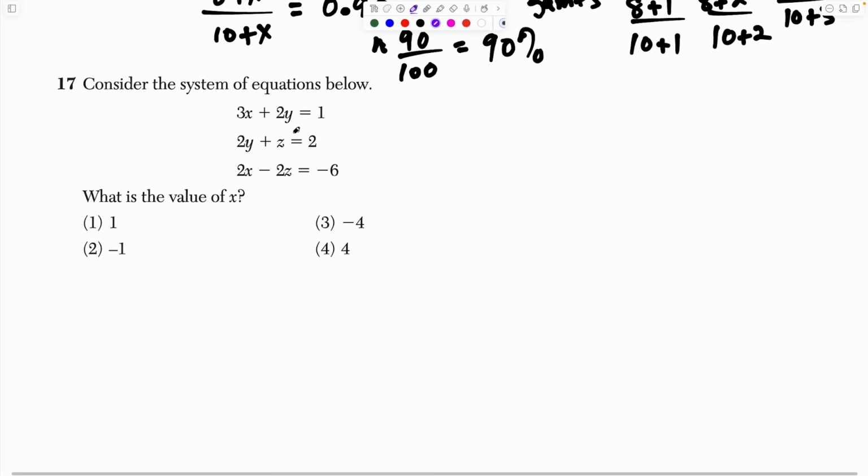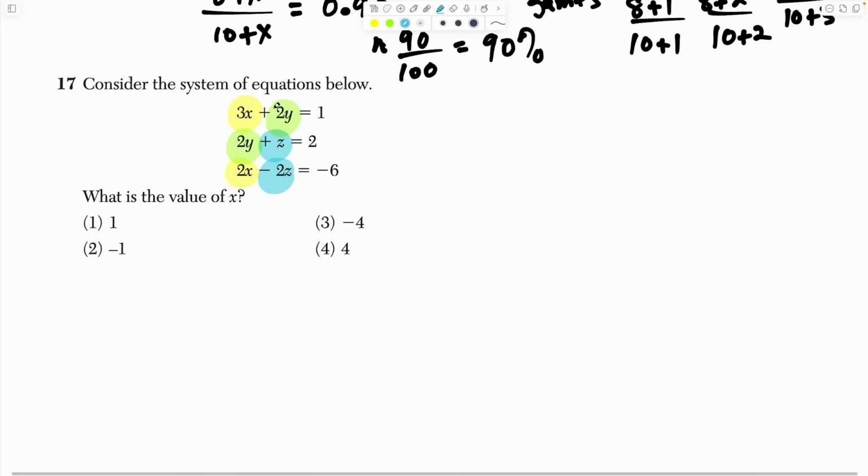Question 17, consider the system of equations below, and we want to know what is the value of x. So for these types of questions, the thing we want to do is just start eliminating variables. So I look for any matching opposites. So let's say I look at the x's first. We have 3x and a 2x. And then for the y's, we have 2y, 2y, and those are the only y terms. And then we also have z and minus 2z.